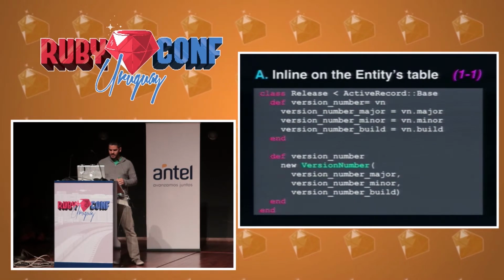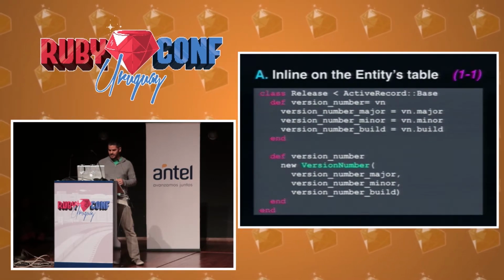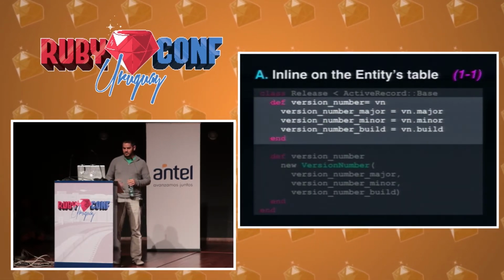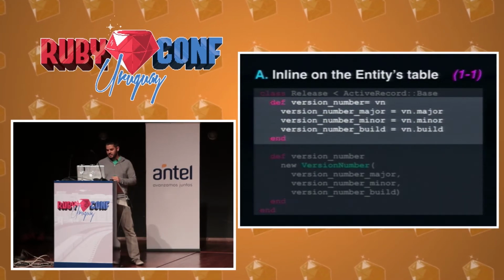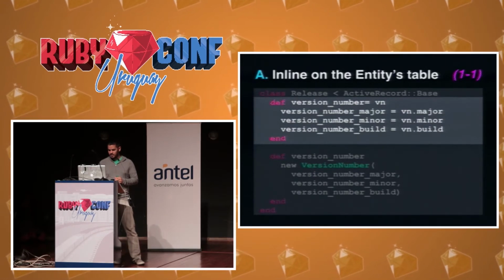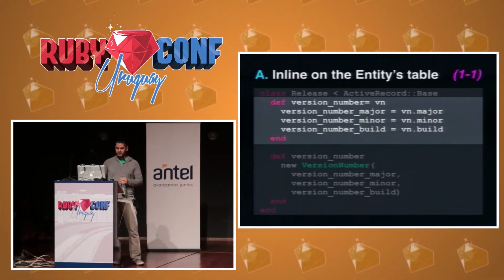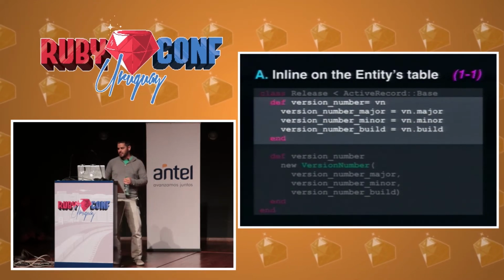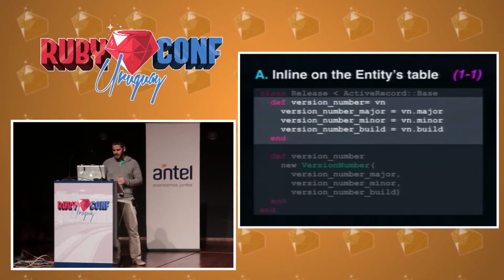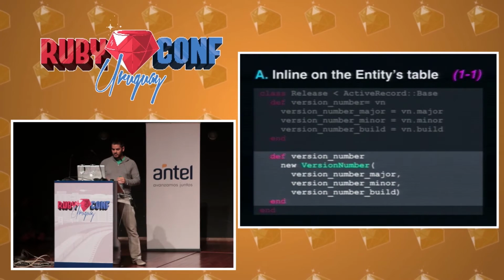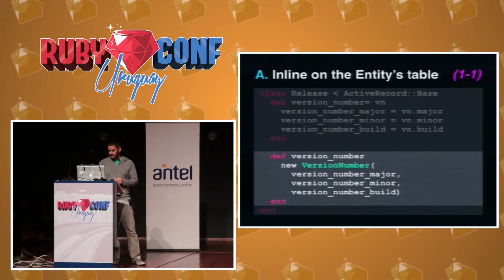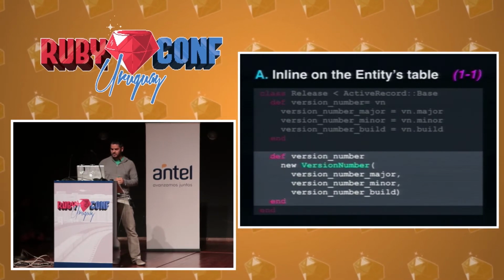So let's look at an example of storing a value object inline on the entity table. It's really simple. You just do a simple translation through methods. So we have an assignment method, and the version number major, version number minor, and version number build, those are going to be attributes on your release table. And then you just assign those to the values from your version number object. And in your version number reader, you're constructing a new version number value object, passing in the different major, minor, and build numbers from your release table.